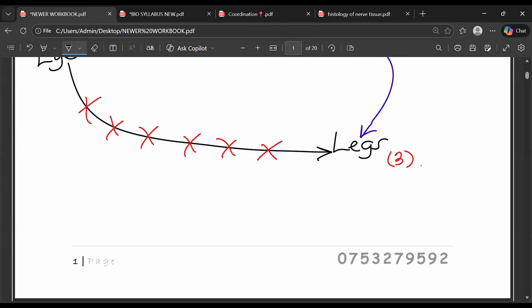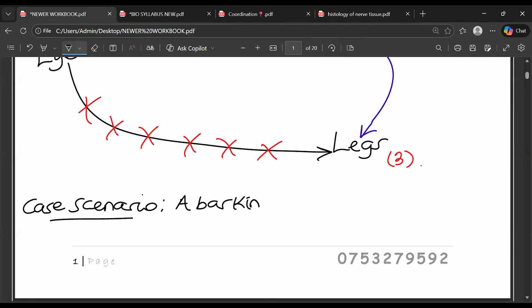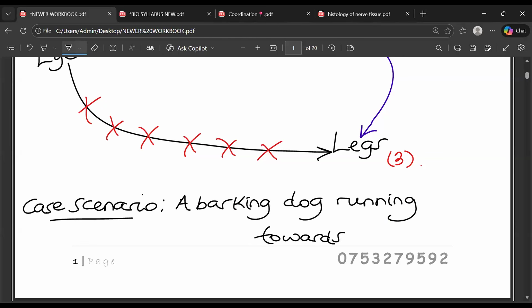So the case scenario in the building: it's a barking dog running towards the person.